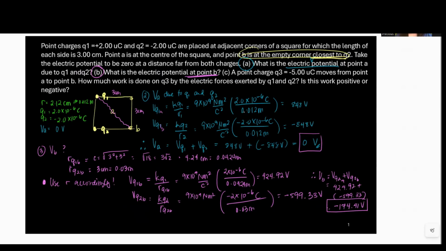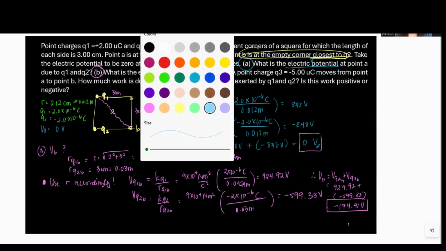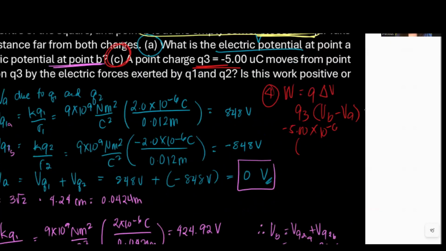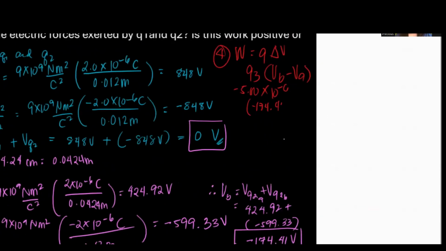And lastly, we need to know how much work is done on Q3 by electric forces exerted by Q1 and our Q2. Remember that we have Q3 charge from point A, or from the center, to point B. Our work is given as Q times the change in potential, or electric potential.